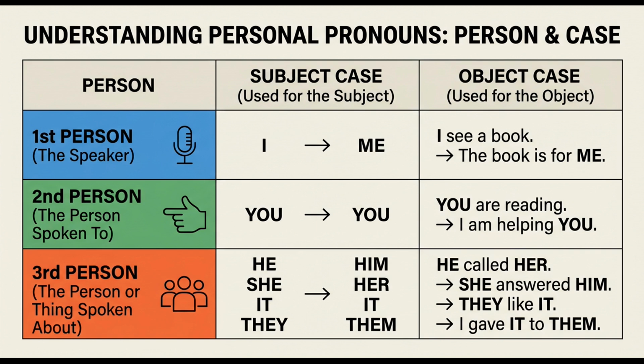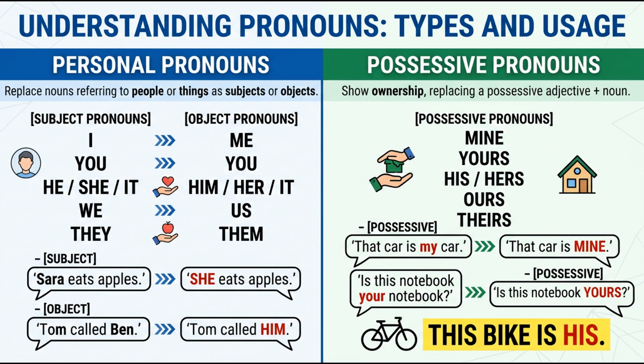Moving on to personal pronouns. These are used to refer specifically to people or things. They change form depending on whether they are the subject performing the action or the object receiving it. For instance, "I" is a subject pronoun, while "me" is an object pronoun. Keep this table in mind as you build your sentences.